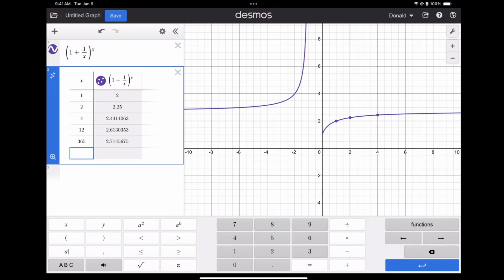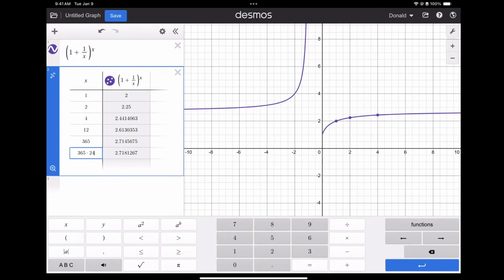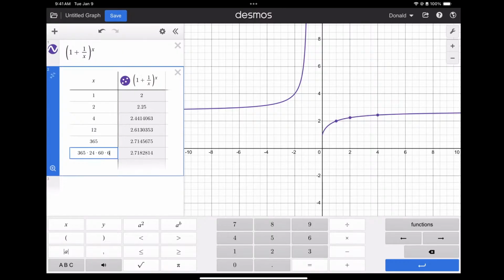What if I compound every second? I say, hey, you can choose whatever time you want to compound. So it'd be 365 times 24 times 60 times 60. Even a really large number. Eventually this number plateaus into e, just like what Joshua said.